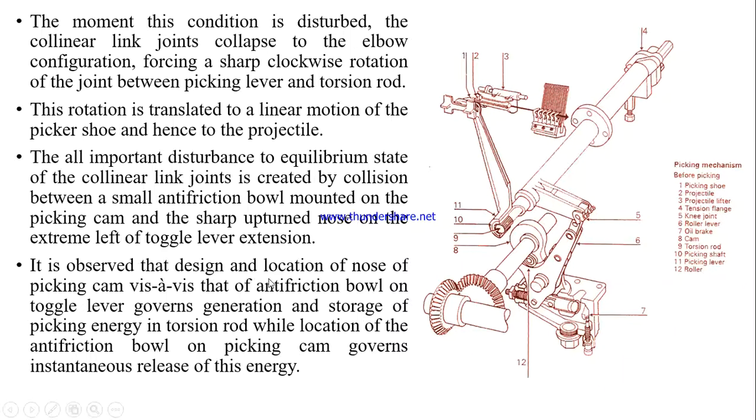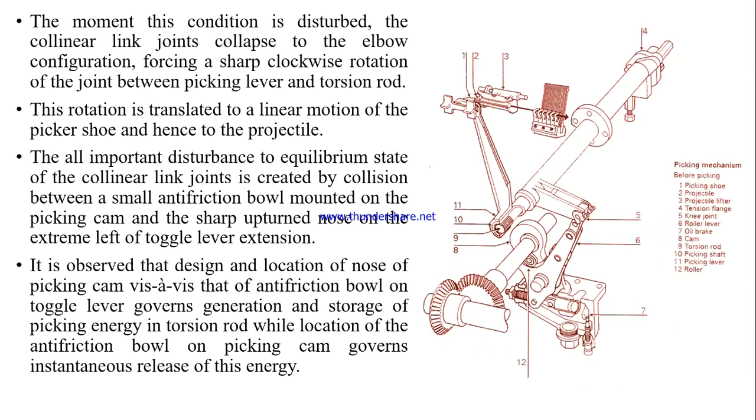It is observed that the design and location of the nose of the picking cam vis-a-vis the anti-friction ball on the toggle lever govern the generation and the storage of the picking energy in the torsion rod, while the location of the anti-friction ball on the picking cam governs the instantaneous release of the energy. So how much energy is to be stored depends on the design of this picking cam, the nose of the cam and the bowl. And the location of the bowl will decide the instantaneous release of this energy. So this is the design aspect.